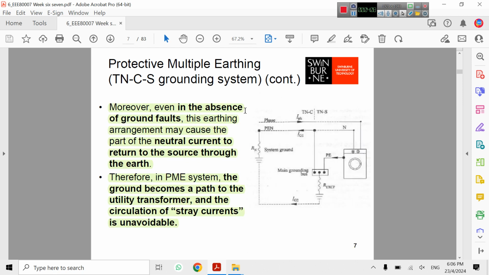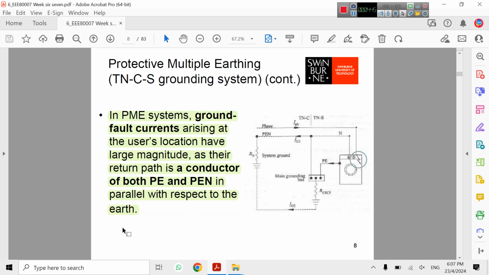Moreover, even in the absence of a ground fault, this earthing arrangement may cause part of the neutral current to return to the source through the earth. Therefore, in a PME system, the ground becomes a path to the utility transformer and the circulation of stray current is unavoidable. As you can see here, even IG2 will conduct a current, meaning a bit of fault current.